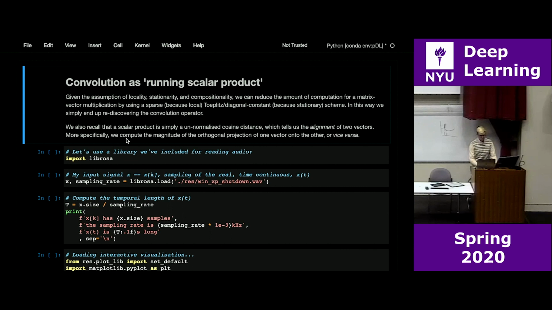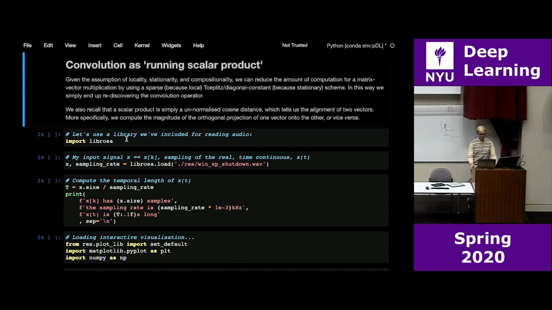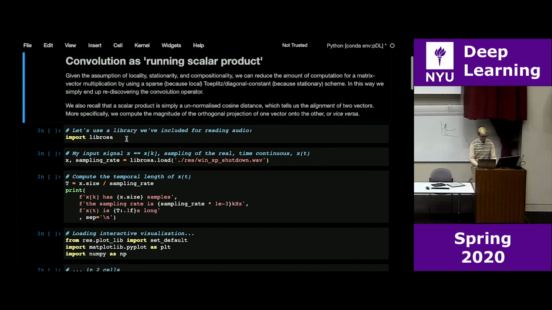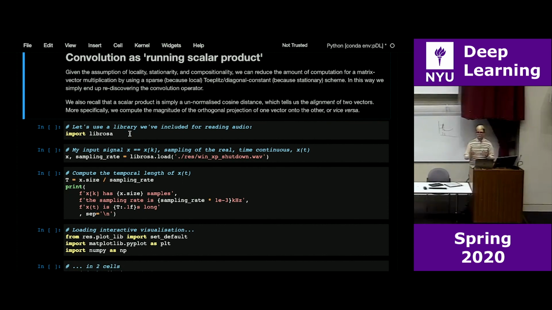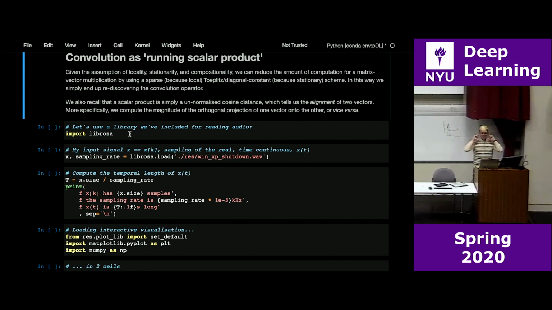Moreover, we can also recall that a scalar product is simply a normalized cosine distance, which tells us the alignment of two vectors. More specifically, we compute the magnitude of the orthogonal projection of two vectors onto the other, and vice versa. So let's figure out now how all this can make sense by using our ears.